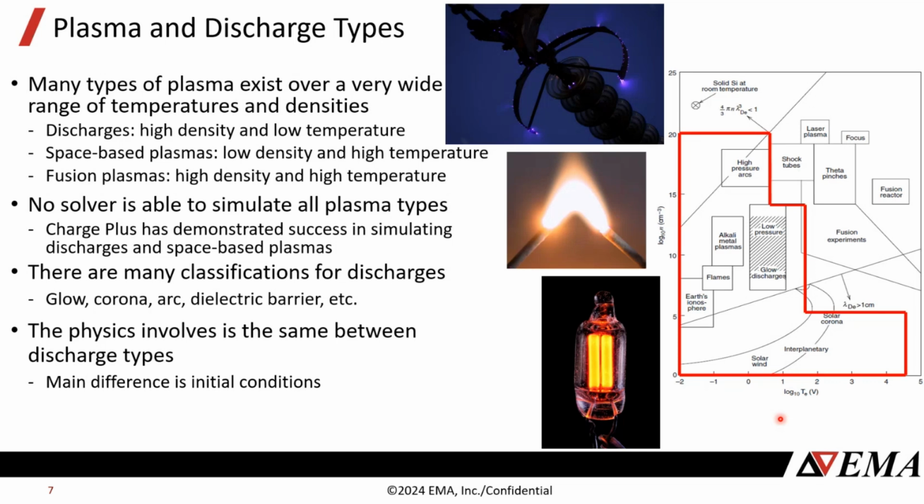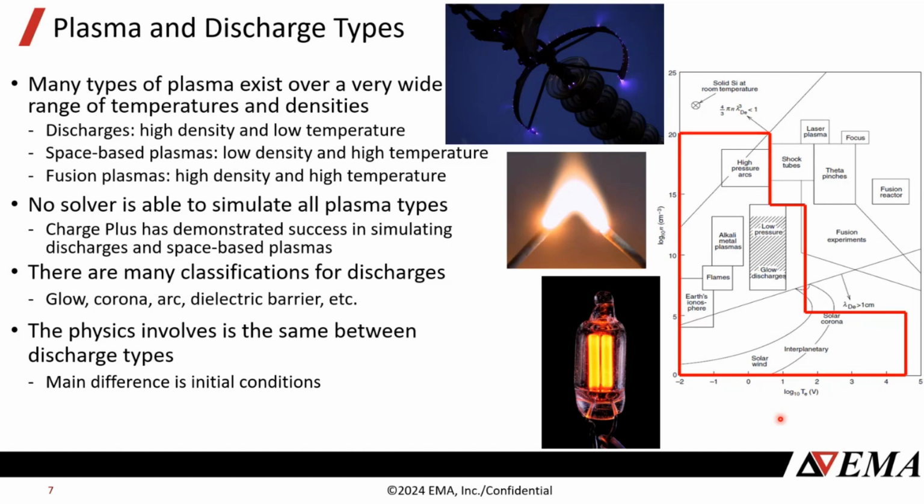We also have our space-based plasmas, which are typically low density and high temperature, with the one exception to that being the low Earth orbit environment, or the plasma that's in that environment. And then the third category is fusionable plasmas. And these are going to be both high density and high temperature.